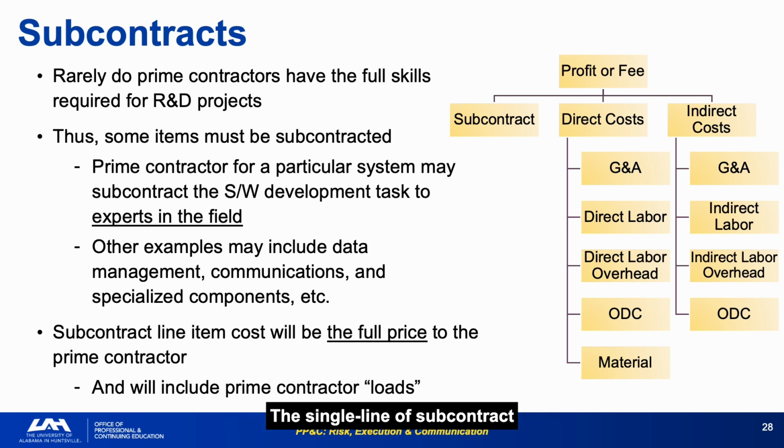The single-line presentation of subcontract costs on the 533 creates a natural blind spot. It is easy to accept a number that looks reasonable without understanding what is inside it. Whenever you see a significant subcontract line item, ask for the underlying cost structure. You should understand what you are paying for at the same level of detail as the prime's direct costs.